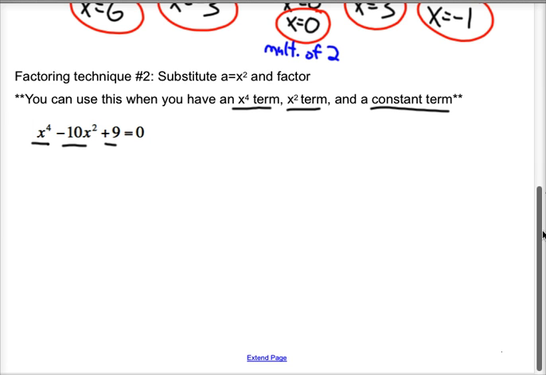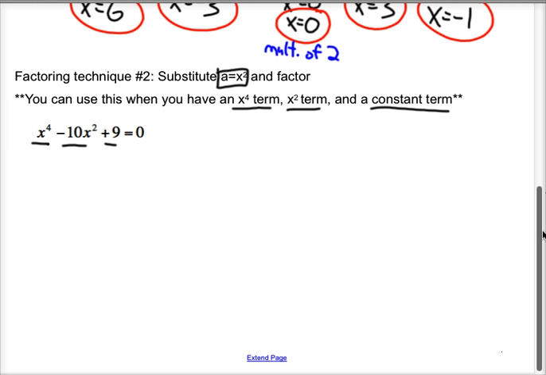When you have that set up, you can actually use a substitution, okay? We're going to substitute a in for x squared. And I want you to notice what's going to happen here.